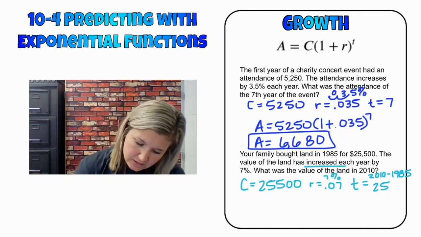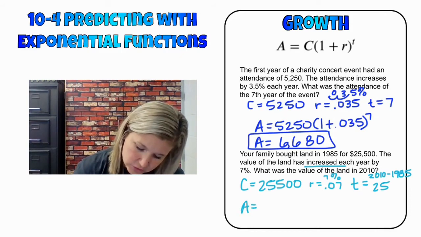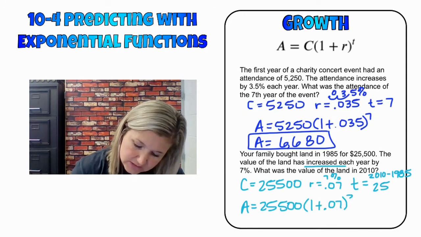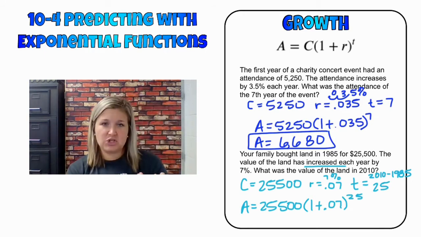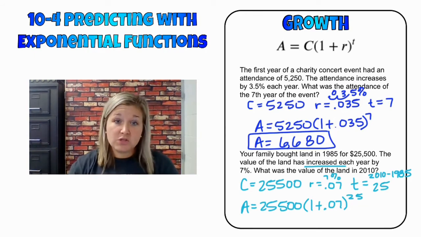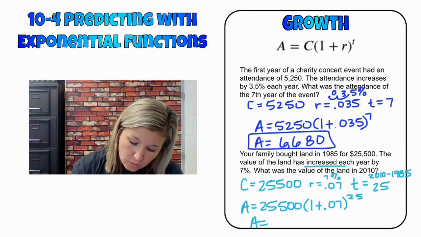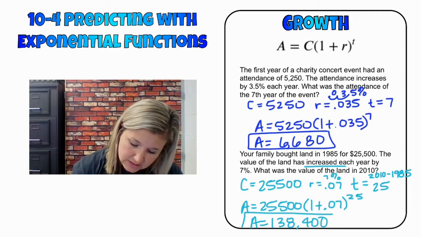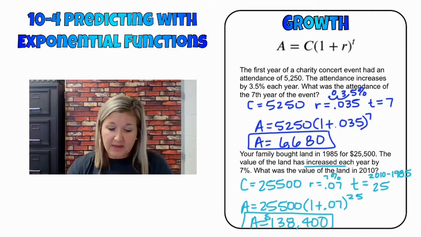So then I would have A is equal to 25,500 times 1 plus 0.07, and then raise to the 25th power, and then plug that into your scientific calculator that I just showed you how to use, and then you will have your answer there. So we have an answer of 138,400, again rounding to the nearest whole number. So you can see that it grows really fast there because it's building on each other.